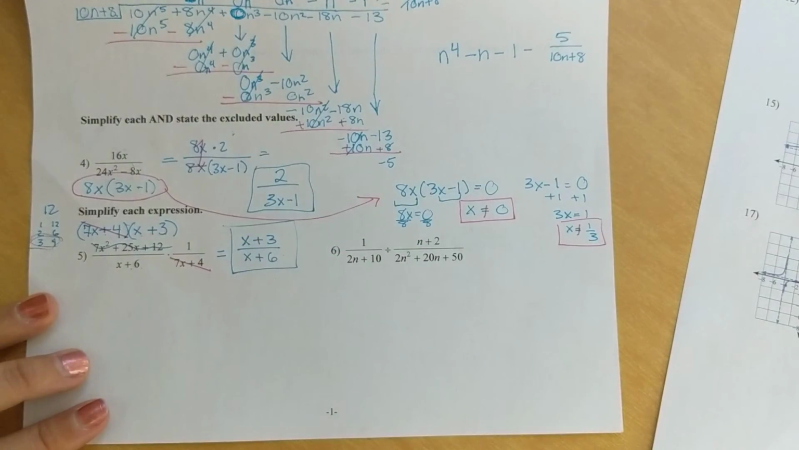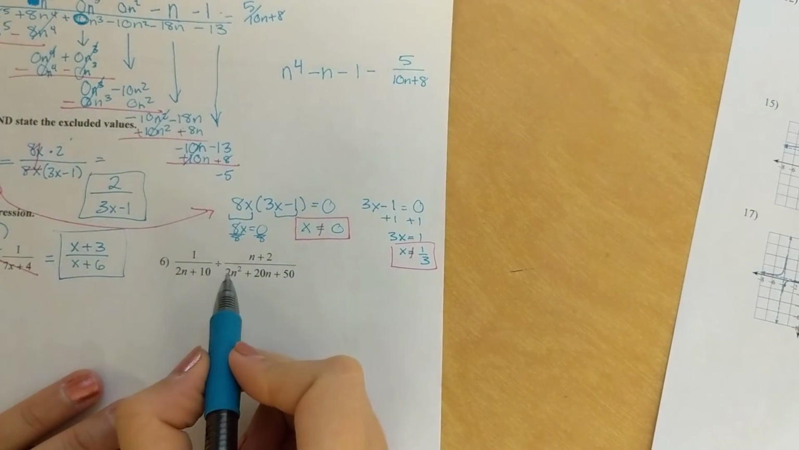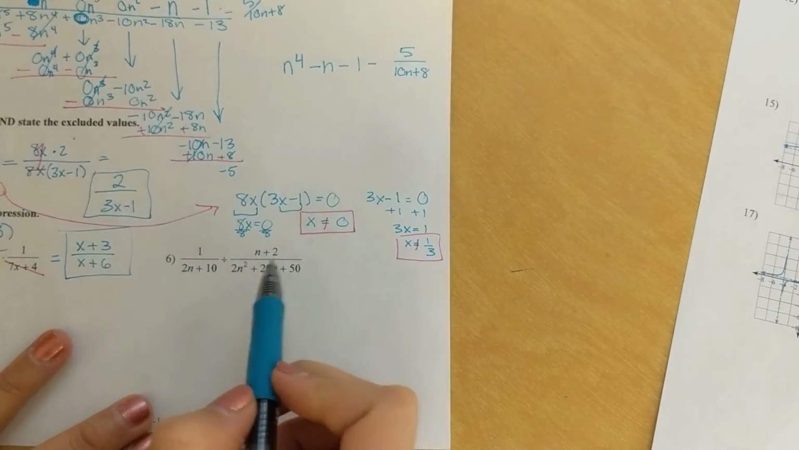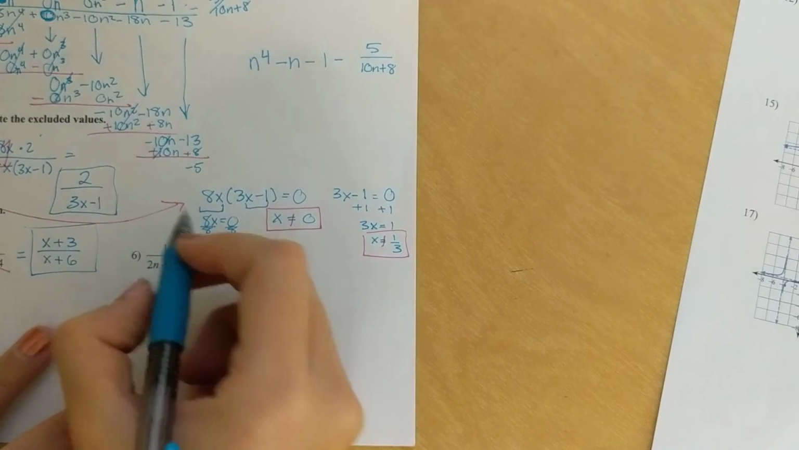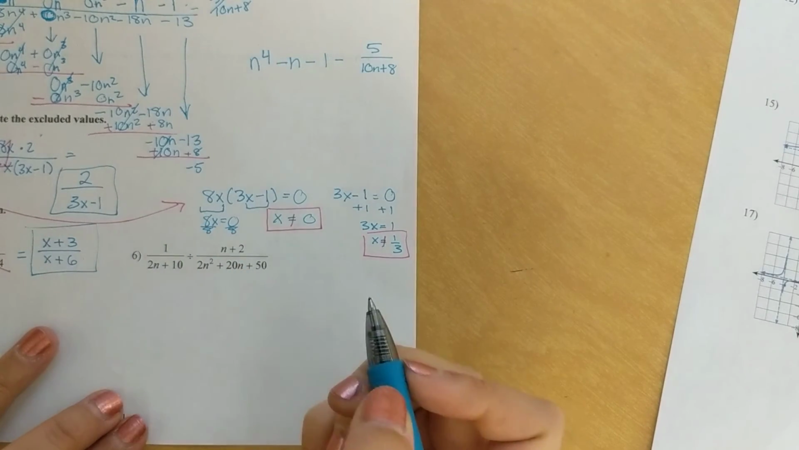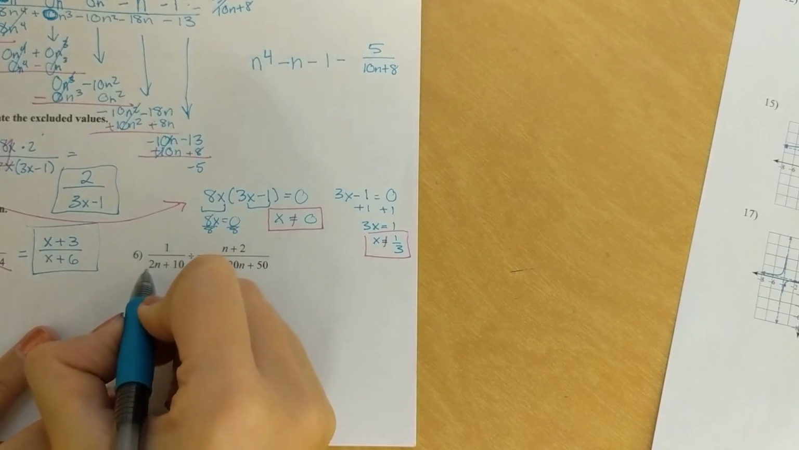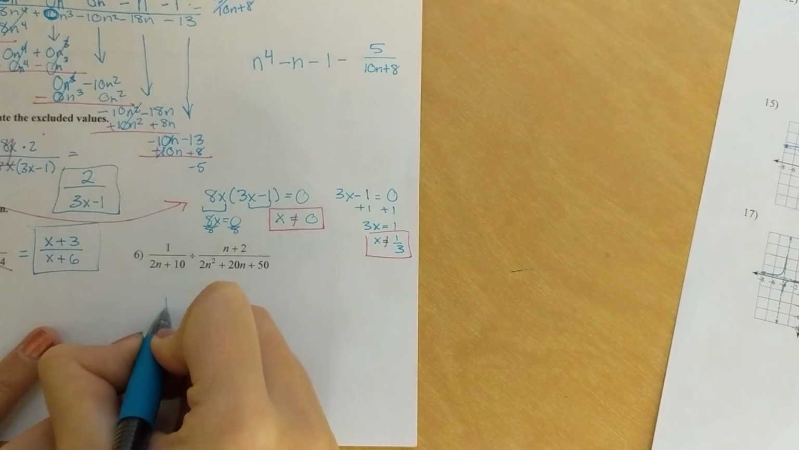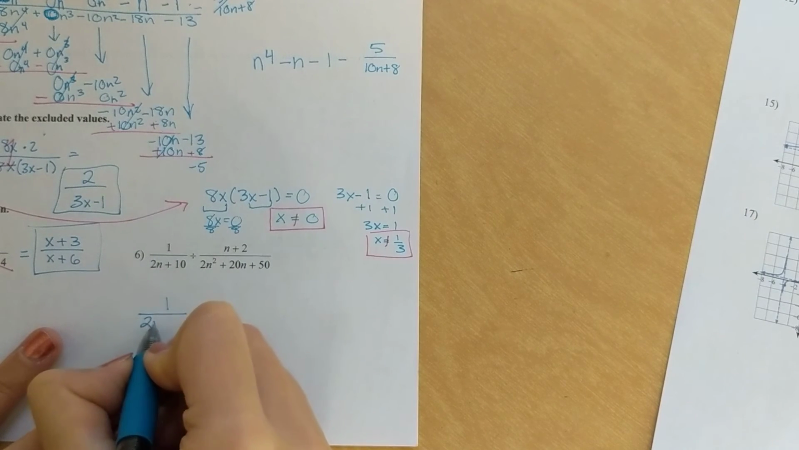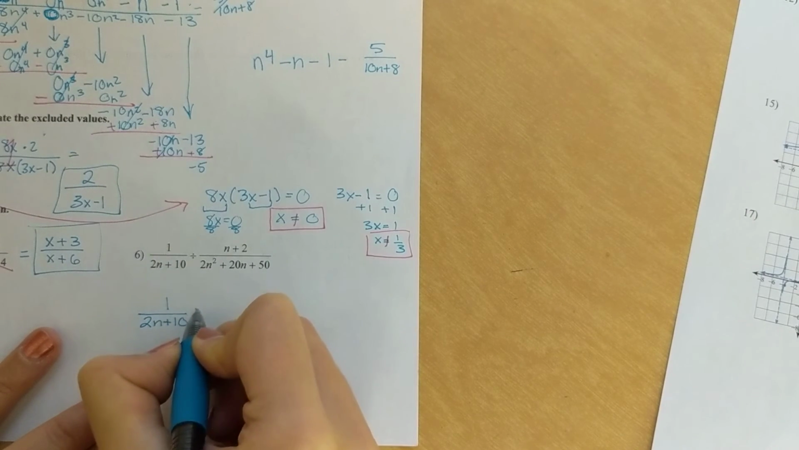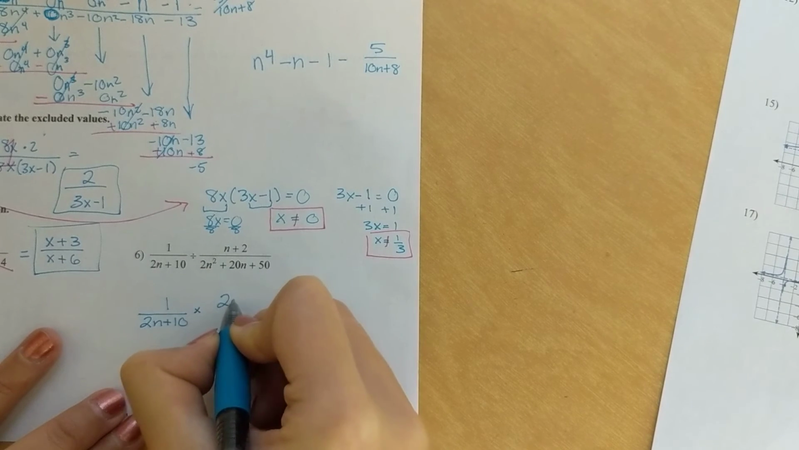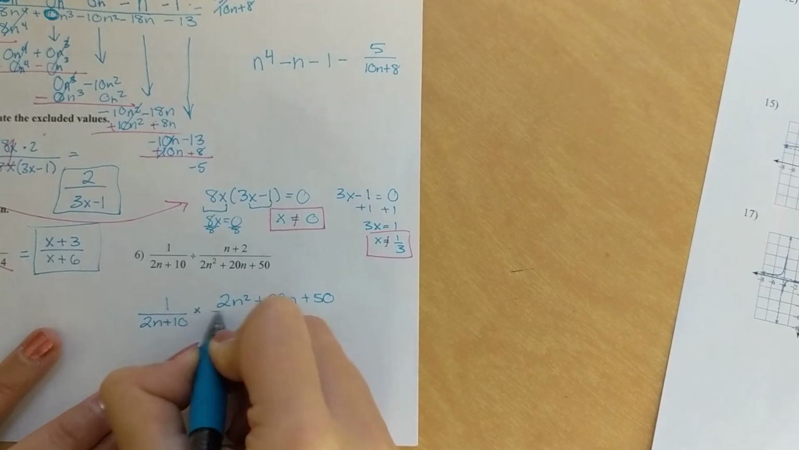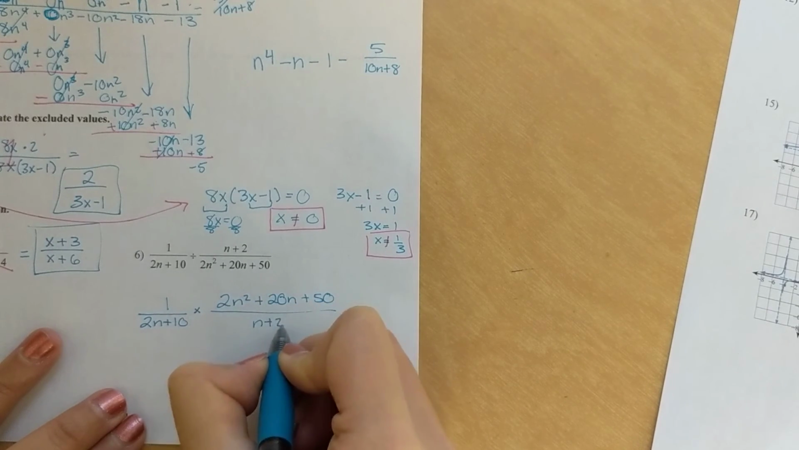That's it. Yay. So when we divide fractions, we actually want to change it to multiplication and multiply by the reciprocal. Okay, so what I'm going to do is rewrite this with the second fraction flipped. All right, 1 over 2n plus 10 times 2n squared plus 20n plus 50 over n plus 2.